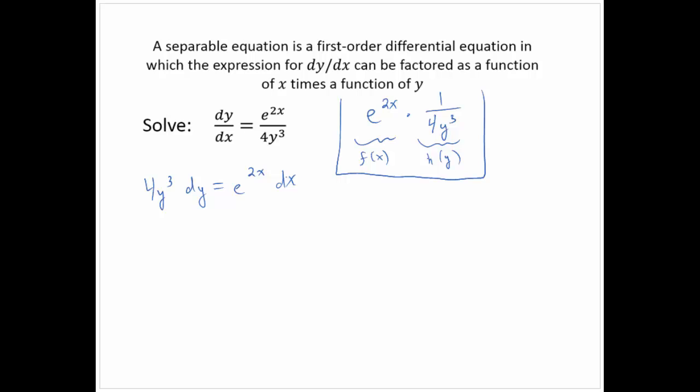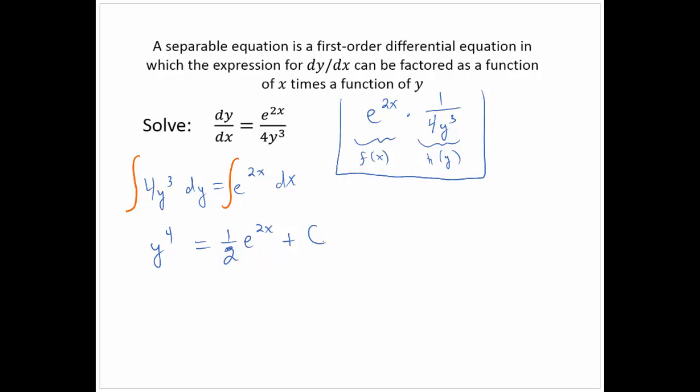And now, to solve the equation, I integrate both sides. The integral of 4y cubed dy would be y to the 4th. The integral of e to the 2x dx would be 1/2 e to the 2x. Now, we should have a plus c1 on the left and a plus c2 on the right. Generally, what we do is we just put a plus c on the one side.